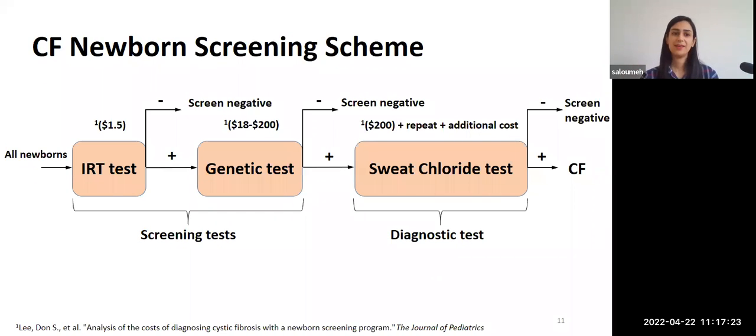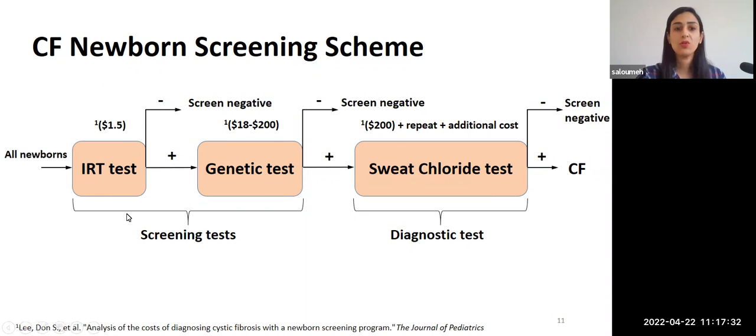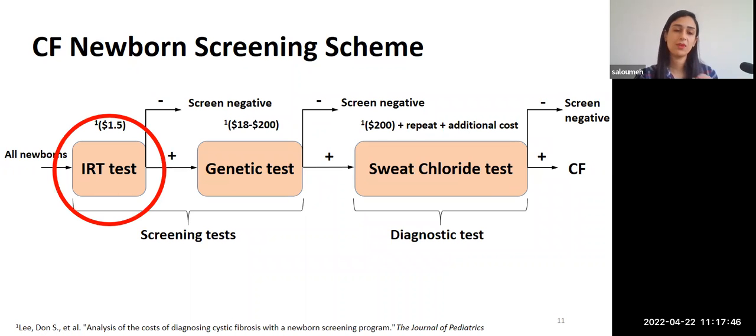So looking again at the general scheme for CF newborn screening, hopefully now you have a better idea about each of these tests. For all of these tests, you've observed that there is no national guideline, and there's room for improvement for IRT tests, for genetic tests, and for the general scheme. But for today's talk, we are going to focus only on the IRT test and try to see what the optimal IRT threshold policy is. Is a fixed threshold policy better, or a fixed percentage, or do we have to come up with a totally new policy? So this is the focus of today's talk.